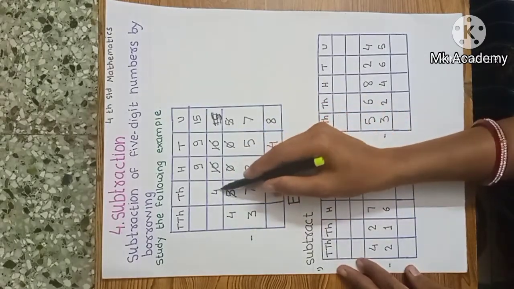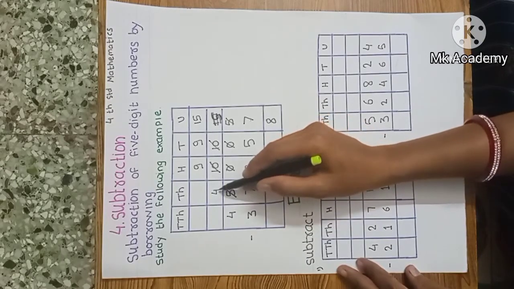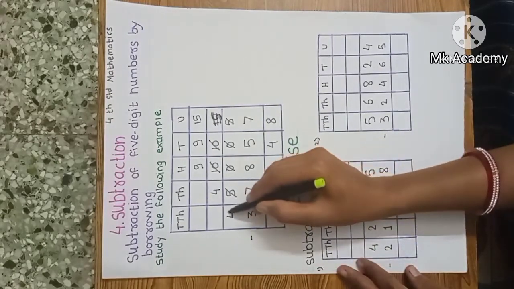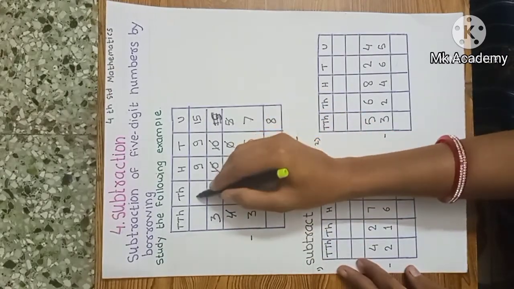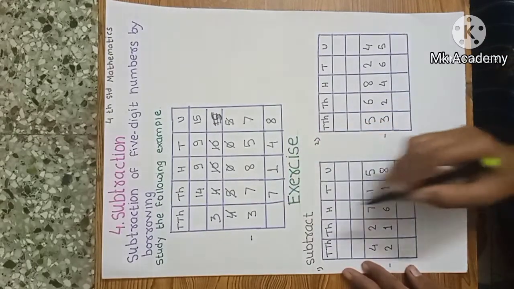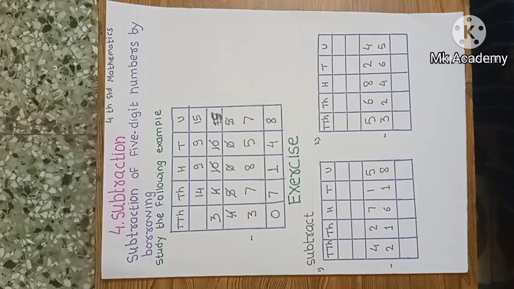Now thousands. 4 minus 7. Is this possible? No. 7 is big and 4 is small. Therefore, we borrow from 10,000. We borrow 1. Here how many do we get? 3. And here we get 14,000. Now 14,000 minus 7,000. How many thousands remain? 7. Here 3 minus 3 we get 0. The answer is 7,148. Understood? Now we solve exercises on this.